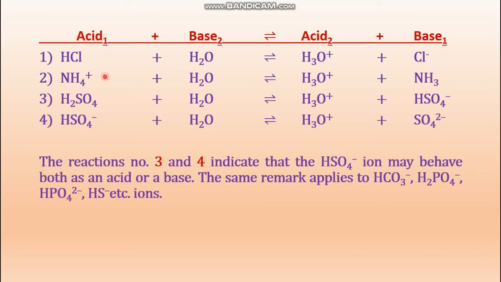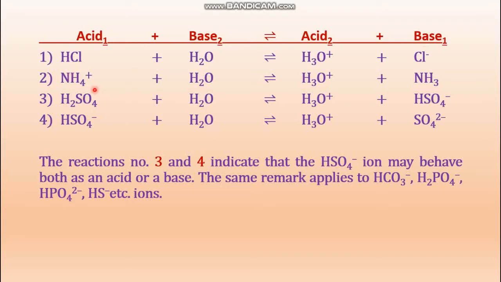Here the conjugate base of HCl is the chloride ion. On the other hand, the conjugate acid of H2O is the hydroxonium ion, that means H3O plus. For the reverse reaction, if H3O plus is the acid, then the conjugate base of this acid is water, and if Cl minus is the base, then the conjugate acid of this Cl minus ion is HCl.